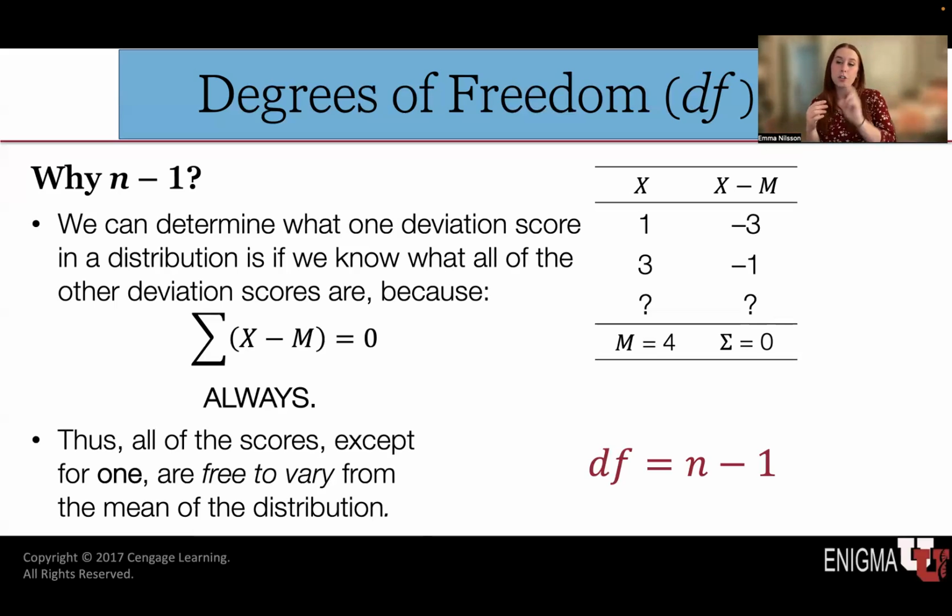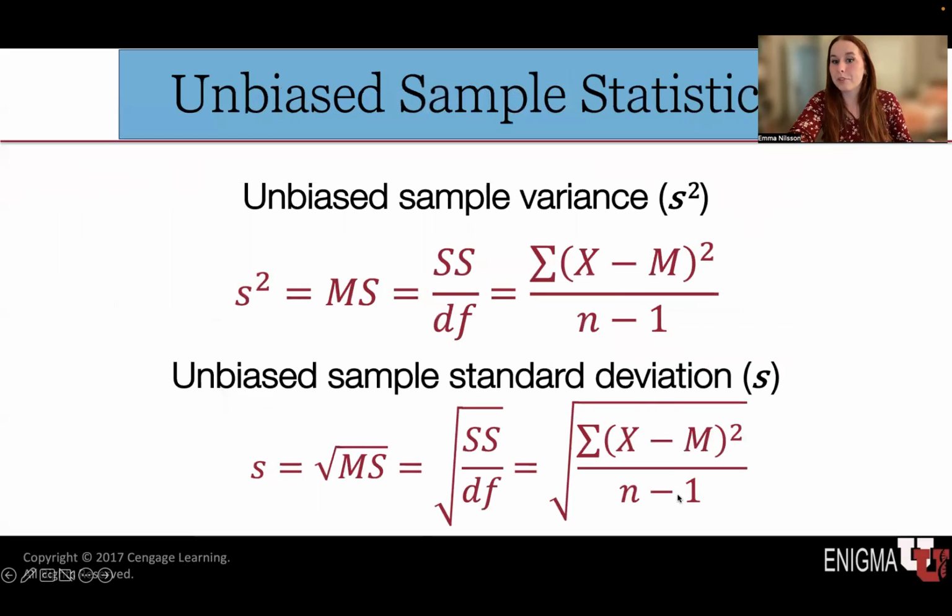So if we know what 2 of the deviations are, the third deviation is set in stone. That means there's only room for these 2 deviations to vary before all of them are set in stone. In other words, all of the scores except for 1 are free to vary from the mean of the distribution before you have a data set that is set in stone. And because of that, we say that any given distribution generally has degrees of freedom of n minus 1. And so that's why we use that as the denominator in our unbiased sample statistics.